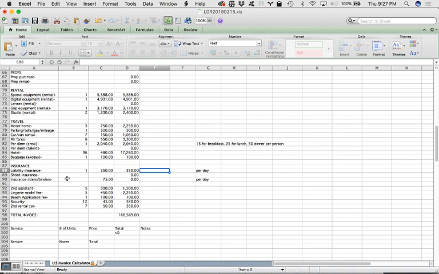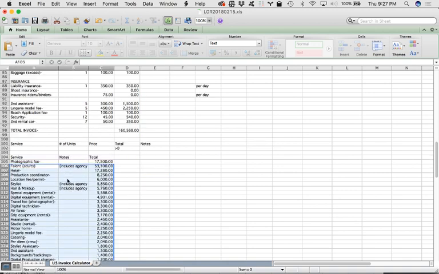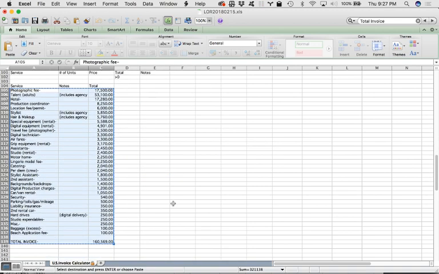To get it to be culled out, hold down Option Command and hit the letter X, and it will pull it all out for you. And there you go, $160,569 for a 5-day shoot. That's a deal.